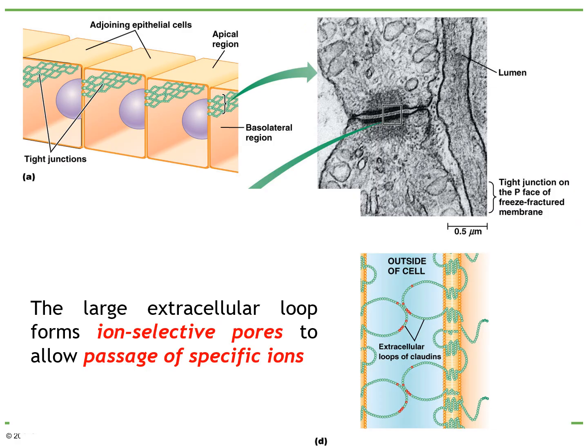Let me show you, that is in your textbook. Here you see another diagram that makes life easier. Here you see the transmembrane domain, and here the extracellular loops in the claudins, and those will touch. The main function of those structures is that they are ion-selective pores that allow the passage of specific ions. So in addition to having these very tight junctions, these big loops are the ones that produce this selectivity.